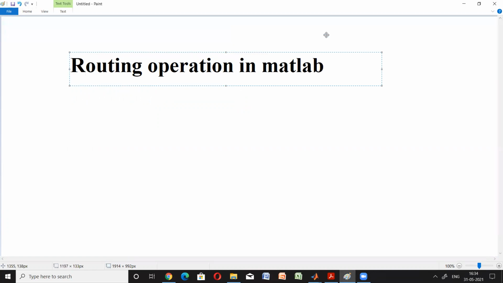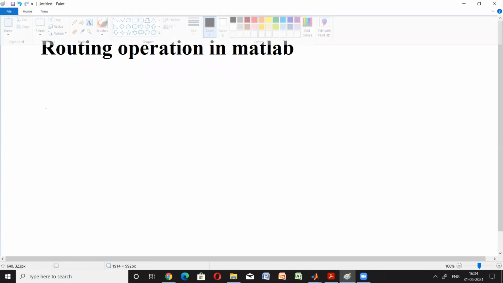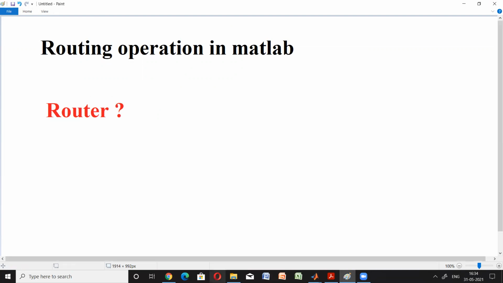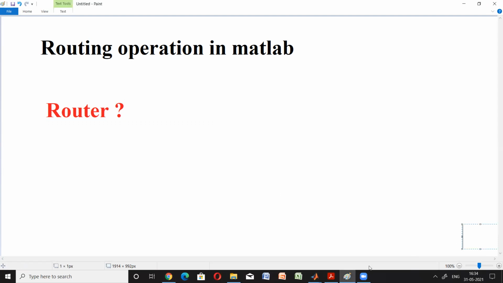First of all, I would like to ask you a basic question. You may be students from an electrical background, but do you know the meaning of a router? What is a router? Does anybody know what a router is?